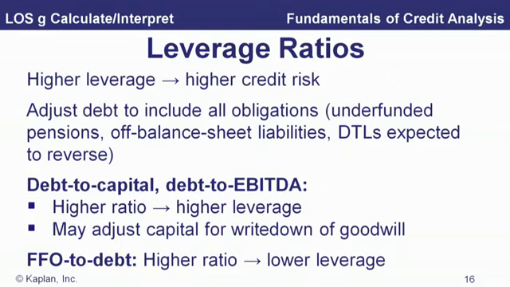Now, if we look at a debt to capital and debt to EBITDA ratios, higher leverage, and the analyst may want to adjust capital for a write-down of goodwill. And funds from operations to debt, again, higher ratio, lower leverage. So you should at least know which way you would rather see these ratios go if you are lending money to the company. I would say at a minimum, be able to do that.